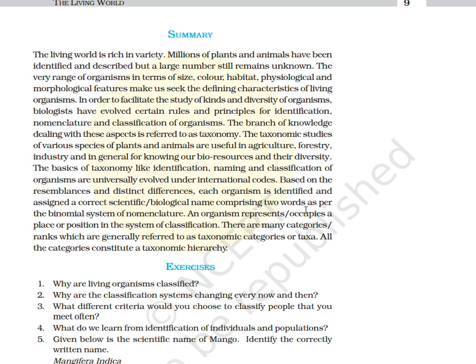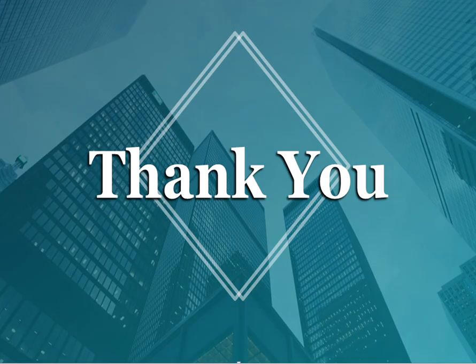An organism occupies a place or position in the system of classification. There are many categories or ranks which generally are referred to as taxonomic categories or taxa. All the categories constitute a taxonomic hierarchy. And with this, we come to the end of the chapter, The Living World. This chapter helped us to understand the diversity of life and the scientific methods used to study and classify living organisms.